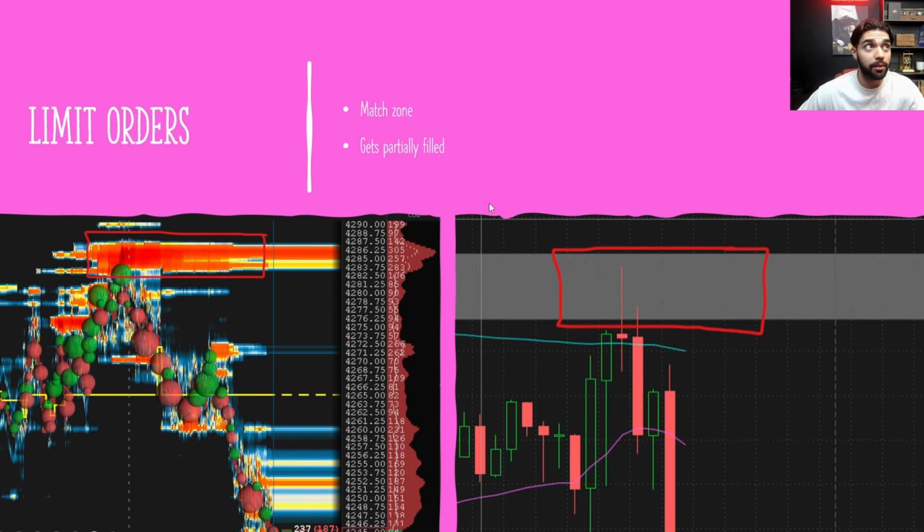The limit orders are another big thing here, right? If they match the zone I just talked about, and you see it get partially filled, like the example we just talked about, perfect. That's exactly what we want to see: absorption and supply. Let's get the market moving down.